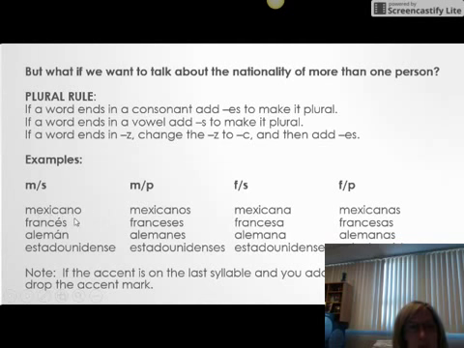So mexicano is one single male Mexican. You want to make it plural. Mexicano ends in an O, which is a vowel, so we add an S. Now this could be two, three, four Mexicans. Mexicana, one single female Mexican. If there's more than one female Mexican, we say mexicanas. Now notice if it ends in a consonant like we have here, an S or an N, the rule is add an ES. In those cases, because you're adding another syllable, you're going to drop off that accent mark. We go to francesas or alemanas, that's a vowel, so we add just an S.